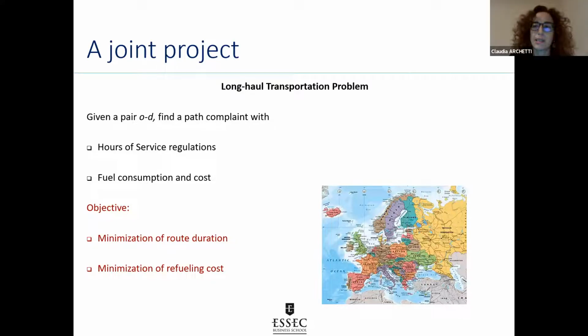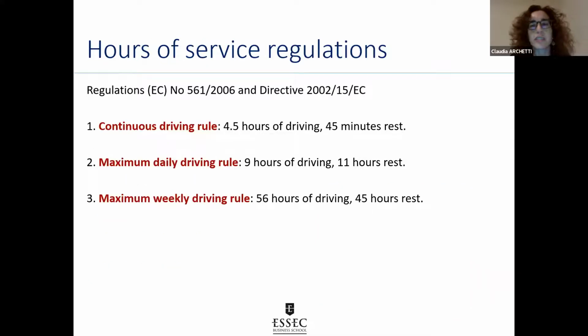But before presenting the algorithm, let me investigate a little bit more the challenges associated with this problem. So briefly, first, the hours of service regulations. As I was mentioning, these are regulations imposed at the European level for the safety of the drivers. This is a summary of the main rules of the European regulation. There are three main rules. The first one is about continuous driving hours. A driver cannot drive for more than 4.5 hours consecutively.